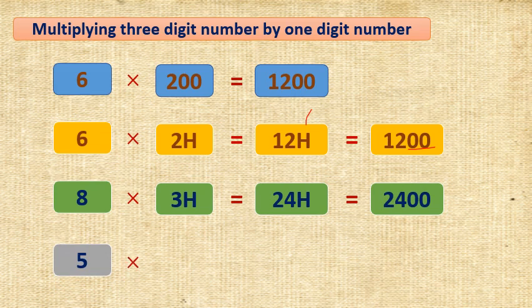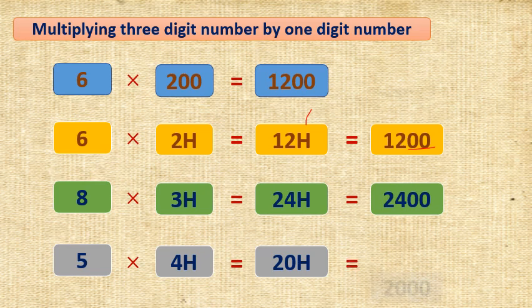Next, 5 multiplied by 4h is equal to, means 5 4s are 20. So 20h. H means here 100. So we are going to give two more zeros. Now in front of 2 there will be 3 zeros. Correct? Because 1 0 is already there. We are going to take out this h and we will give 2 zeros here. So this is 2000. Got this?